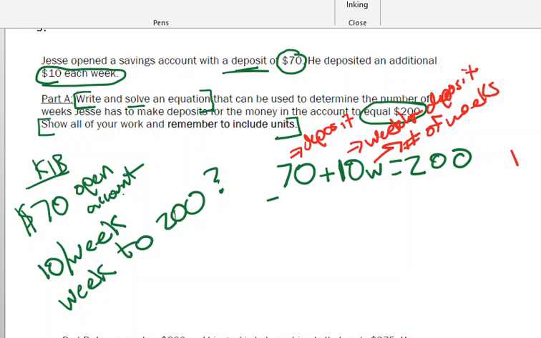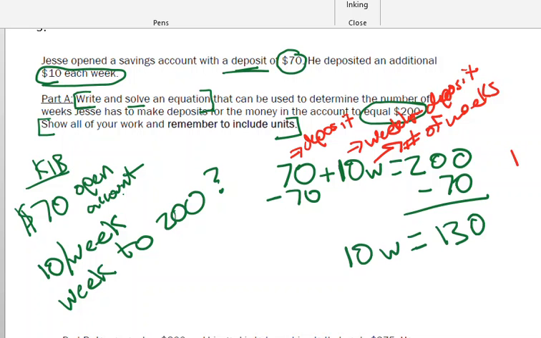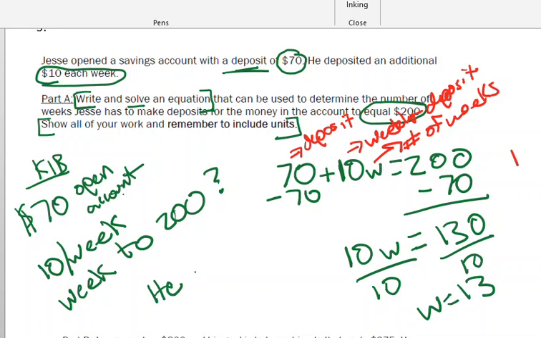I'm going to subtract 70 from both sides, and I'm left with 10W is equal to $130. If I divide both sides by 10, we know that he needs 13 weeks. He needs 13 weeks. Okay, moving on to part B.